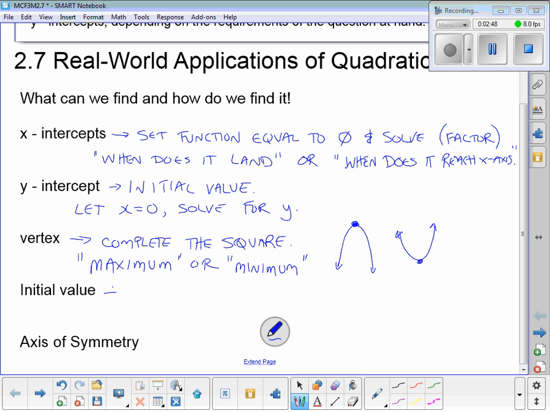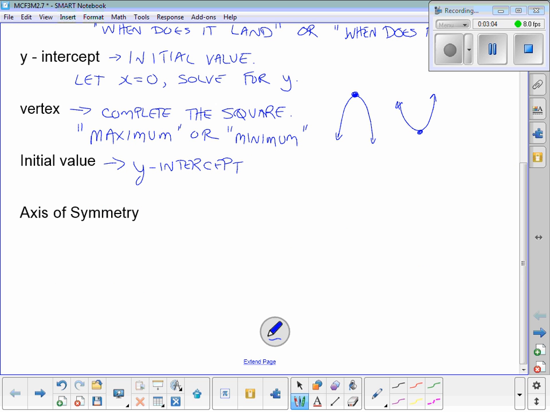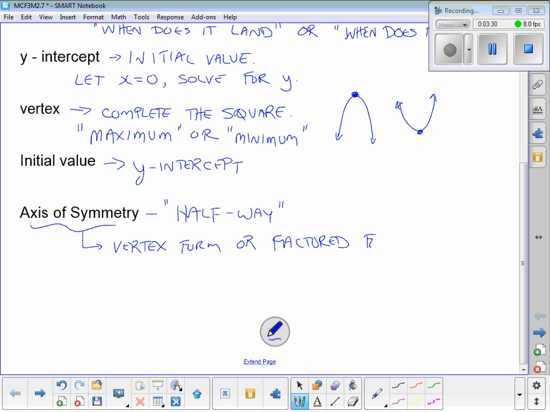Initial value, okay, we just did it right above. It's your y-intercept. I'm not going to add anything to that because it's the same thing all over again. And finally, your axis of symmetry. When are you going to have to find your axis of symmetry? Well, if it says halfway is the only time I can really think of. And you can find the axis of symmetry from vertex form, obviously, or from factored form. All right. So those are just some general guidelines as to what you'll be asked and how to solve each one.